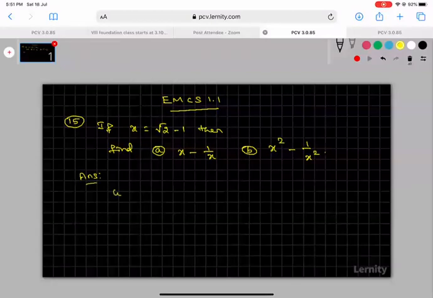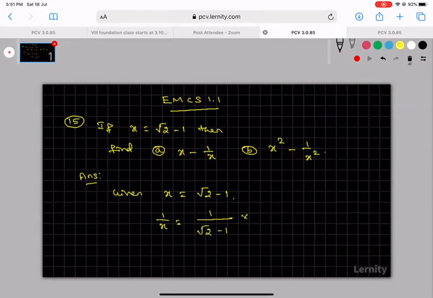here the given value is x is equal to root 2 minus 1. Okay. So here you see in subdivision A, x is equal to root 2 minus 1. So we want to find 1 by x. What is the value of 1 by x? Here you see this is 1 by root 2 minus 1. Okay. So we want to rationalize the denominator.